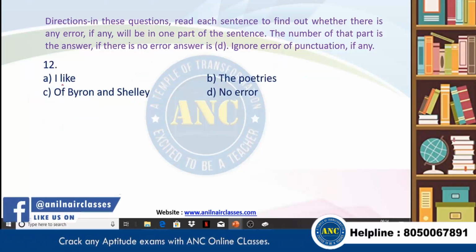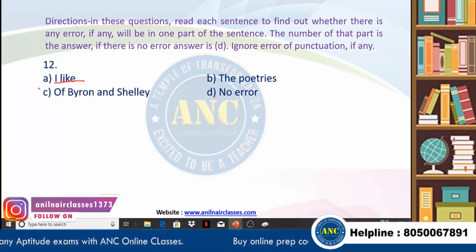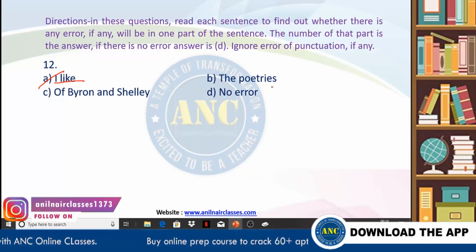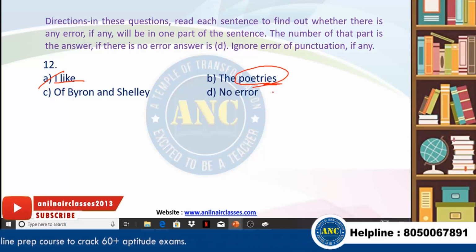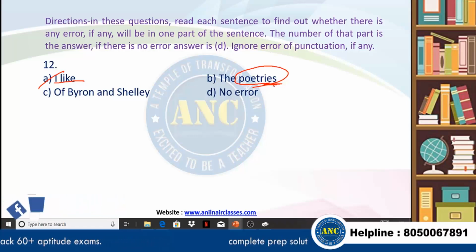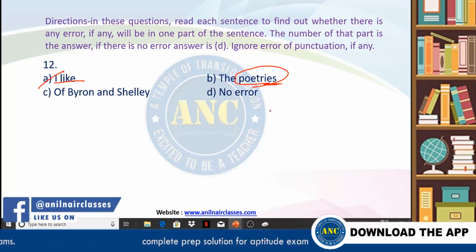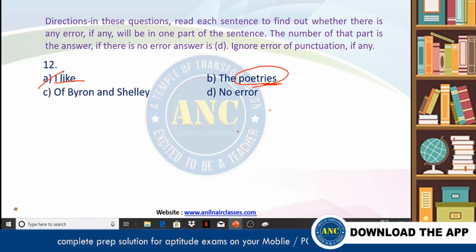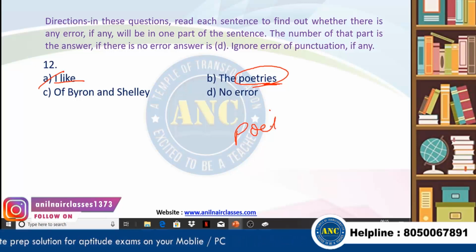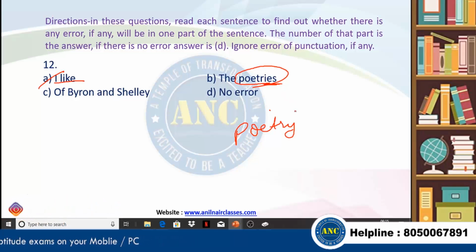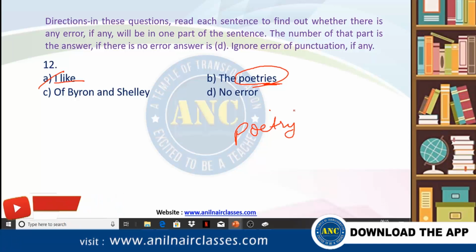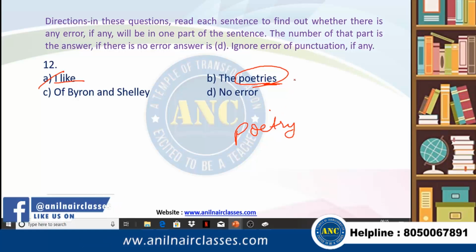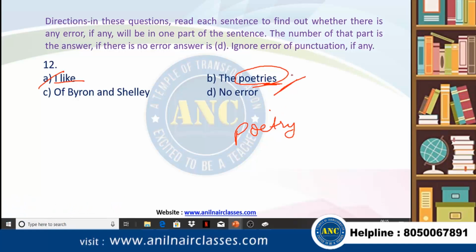Next one. I like the poetries. Yes, there is an error. There is no word called poetries. I like the poetries. What do you mean by poetries? There is a word called poetry, and another one is poem. Here our singular and plural forms change the meanings. Poetry doesn't have a plural form.